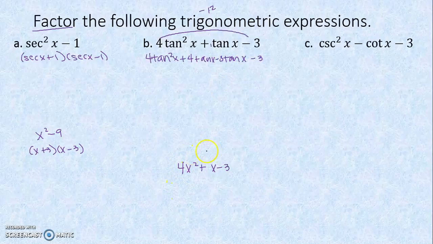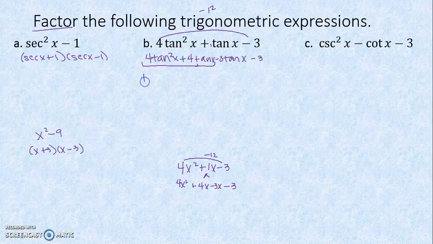If you were down here, you would have told me still negative 12 adds to 1. So I can split this guy into 4x minus 3x minus 3. If you have another method you prefer to factor with, that's fine as long as you can do it correctly and consistently. From there, I factor by grouping.